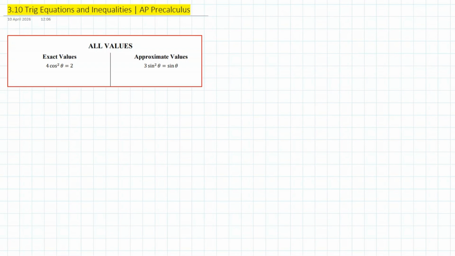Hi, in this video we will solve these trig equations. So let's solve the first equation. We have 4 cos squared theta equal to 2.